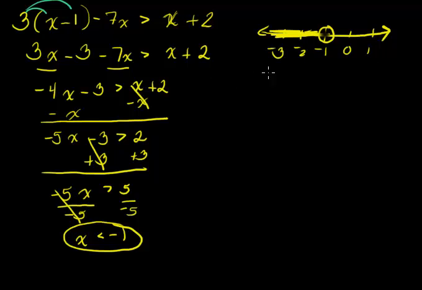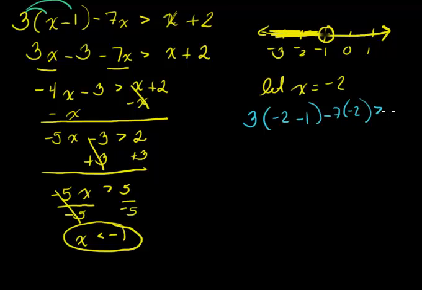But let's say here for checking, we're going to say let x equal negative 2, just so that we can check this. When we do so, we're going to substitute it. So we're going to say 3 and then negative 2. I'm looking at the original problem there. Minus 1 minus 7 times negative 2 greater than negative 2 plus 2. Alright, and we can put a little question mark that asks us, hey, is this true? So we can write check right here.